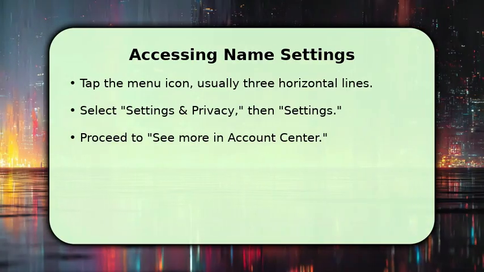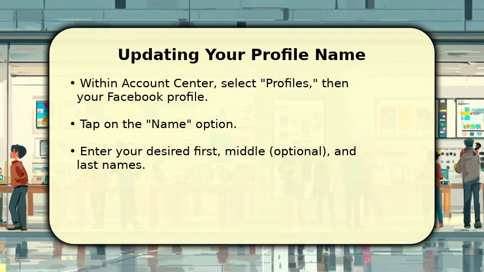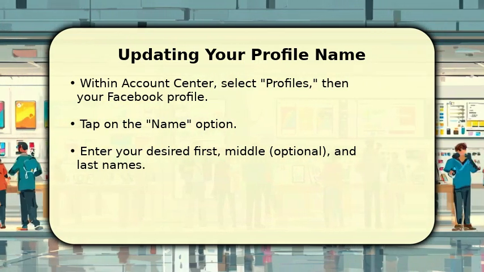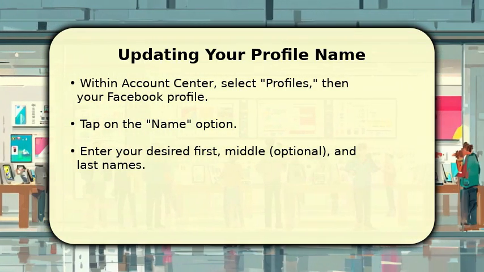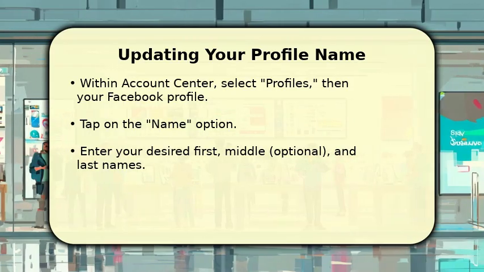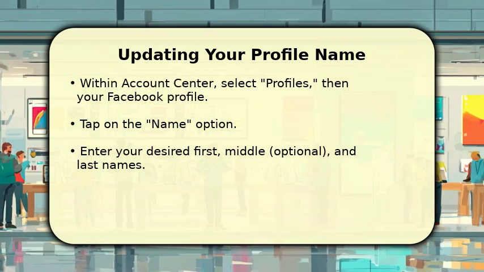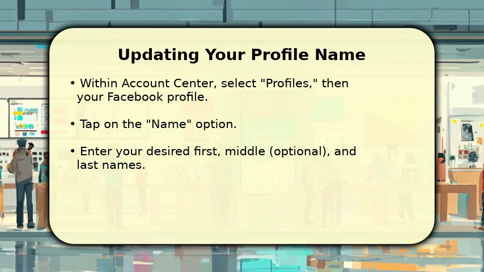Inside the Account Center, you'll want to select Profiles and then choose your specific Facebook profile. Next, tap on the Name option. Here, you can input your new first name, any middle name you wish to include, and your last name. After carefully entering your desired name, click the Review Change button. Facebook will then show you a preview. If everything looks correct, confirm by clicking Save Changes to finalize your update.